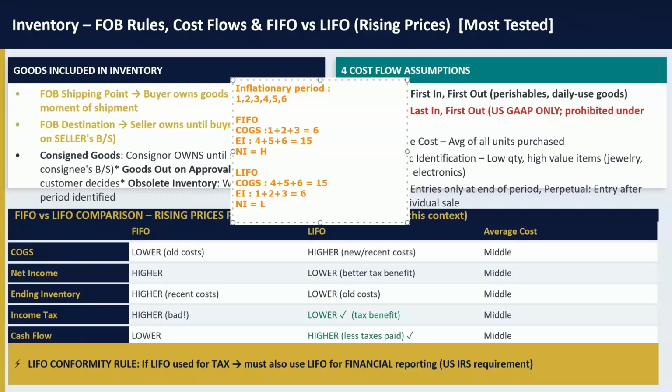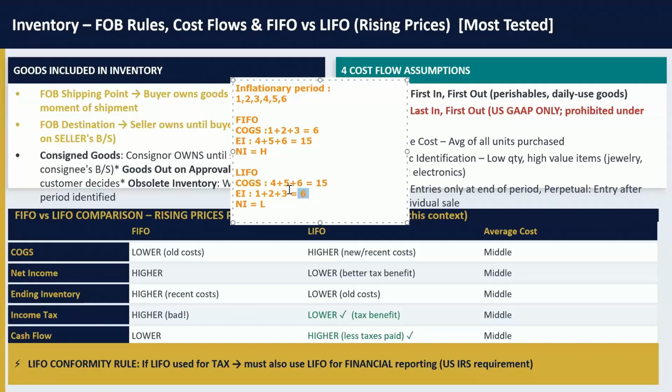This is all the concept of comparison. And in average cost, you need not worry. All the values will be in between FIFO and LIFO. So when it comes to cost of goods sold, under FIFO it is lower and under LIFO it is higher. Then what about net income? When COGS is less, net income will be higher. In FIFO, it is higher. In LIFO, it is lower. Then ending inventory is higher in FIFO, lower in LIFO.